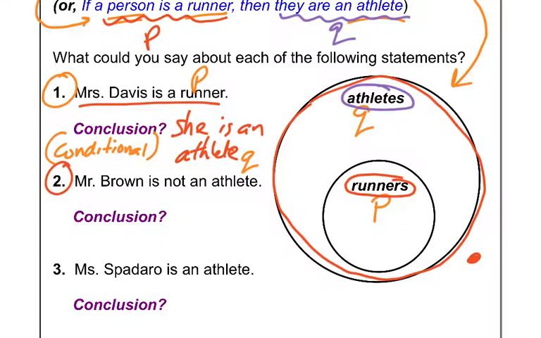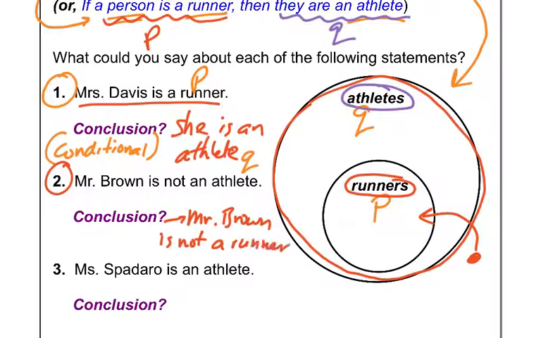If I'm not an athlete, what can you say? Because I'm not an athlete, could I be a runner? No. There's no way that I can write myself as not an athlete and also be a runner. It's not possible, because once you're a runner, you are inside the circle of athletes. So what can you conclude? You conclude that Mr. Brown is not a runner.